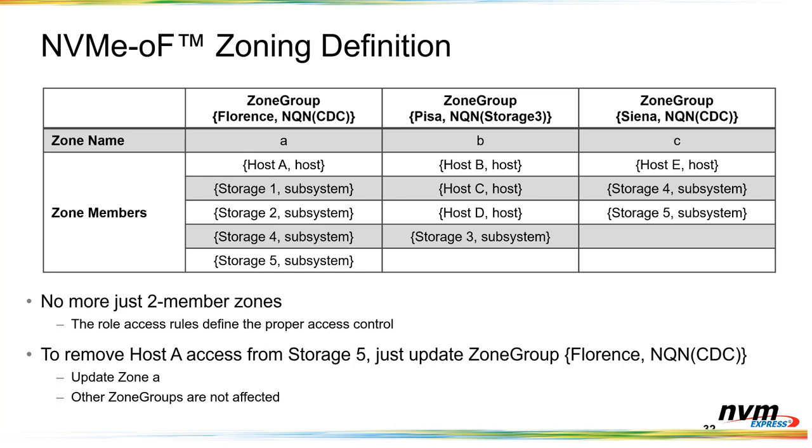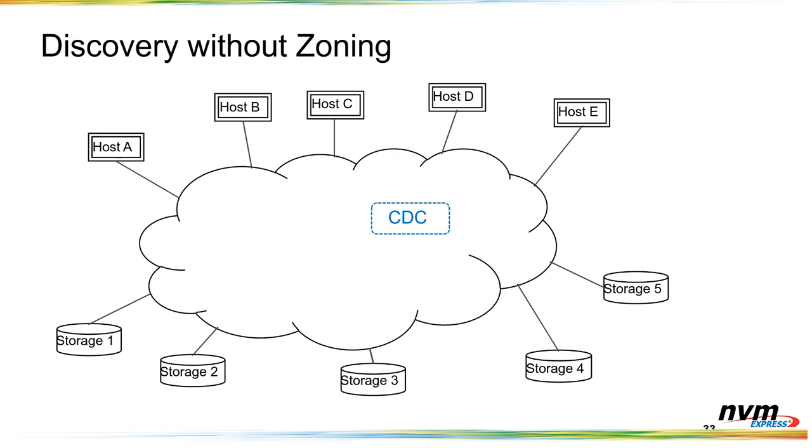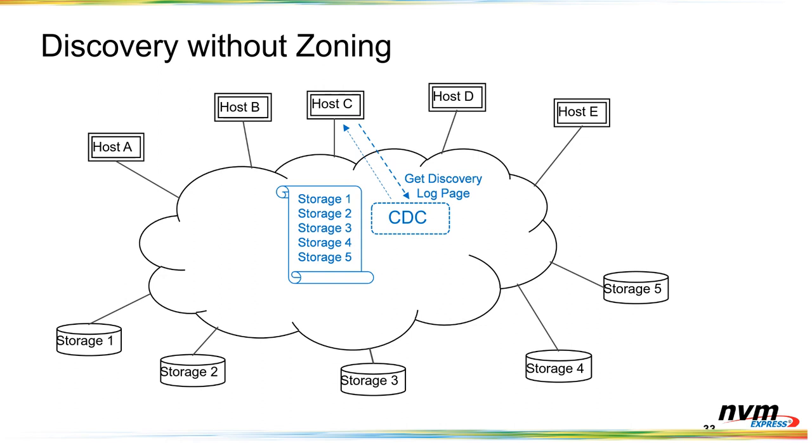And so how would that work? An important point, what does it mean to set up this connectivity? Everything that Curtis and Eric were mentioning about the discovery without zoning means host C sends a get discovery log page command to the CDC. And what comes back? The CDC says this is all the storage that is available on the fabric. This is not what we want, as we said. We want a zone. We want to say host C has to see only storage three.